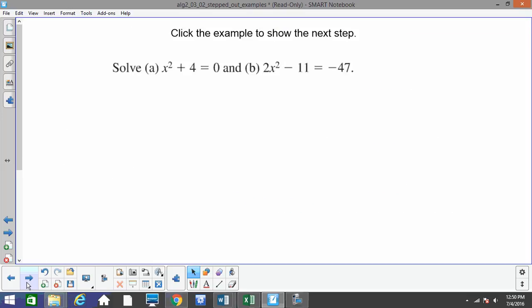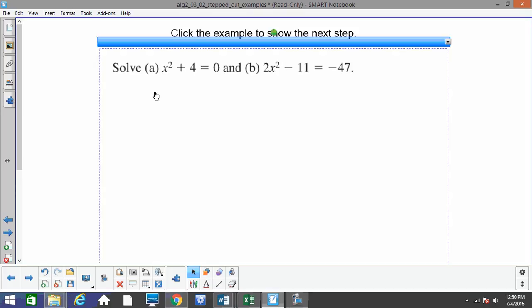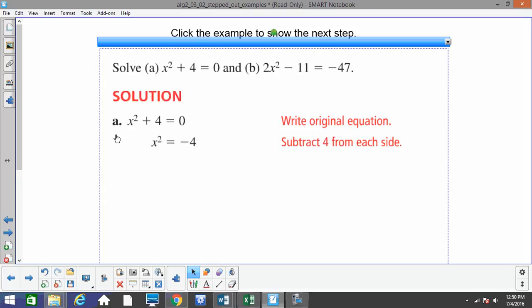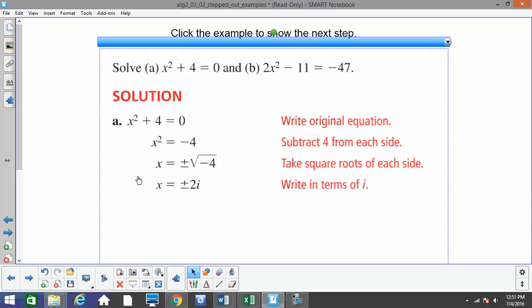All right, we are going to move on to solving some of these. Before, whenever we were solving and we ended up with a negative underneath a radical, we always said no real solution. Well, that part is true. There is no real solution. However, there is an imaginary solution. You do it the same way that you would any other problem. You subtract 4, take the square root, plus or minus 2i, because we're taking the square root of negative 4. So you have two solutions, positive 2i and negative 2i.